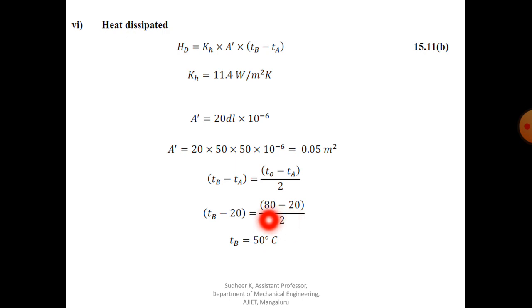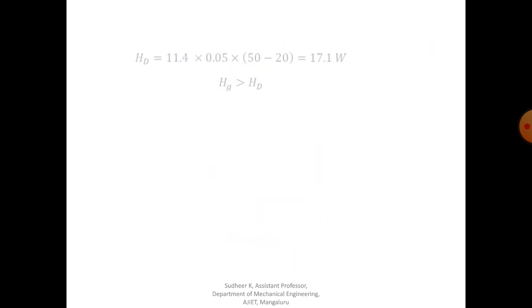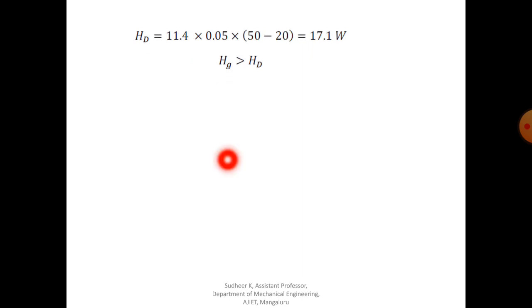So 80 is nothing but the operating temperature, TA means ambient temperature, divided by 2. So the TB value will be 50 degrees Celsius. Now after calculating, the HD value will be 17.1. So it means that Hg is greater than HD. It indicates that heat generated is more than heat dissipation. So therefore artificial cooling is required.